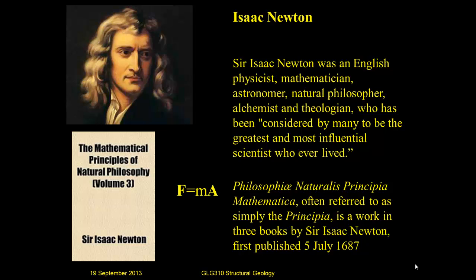So probably the most famous example is from Isaac Newton, who was an English physicist, mathematician, astronomer, philosopher, alchemist, theologian, who's been considered by many to be the greatest and most influential scientist. And he wrote a book called the Principia, translated as the Mathematical Principles of Natural Philosophy. And in it, he laid out the definition of force. So F equals ma, which is one of the most famous equations that we know.